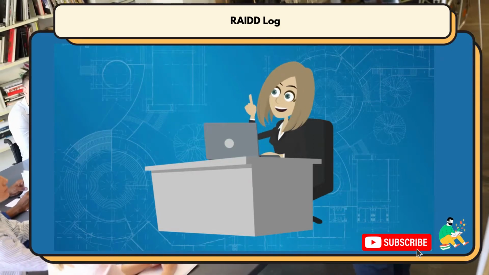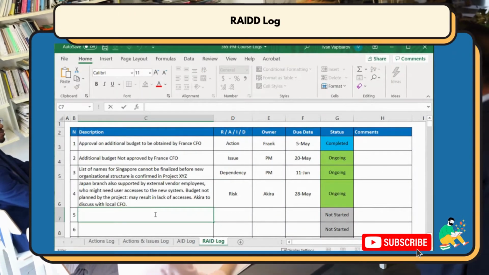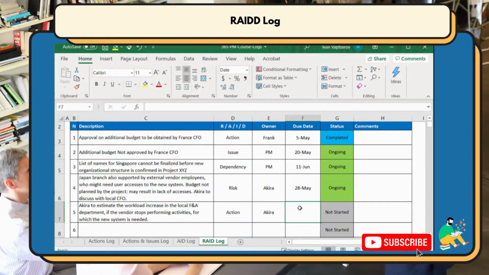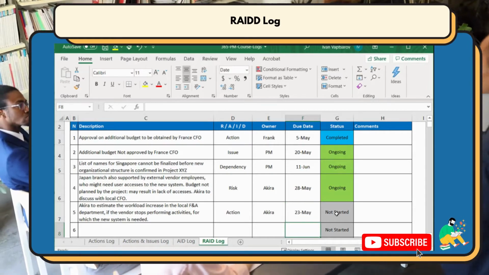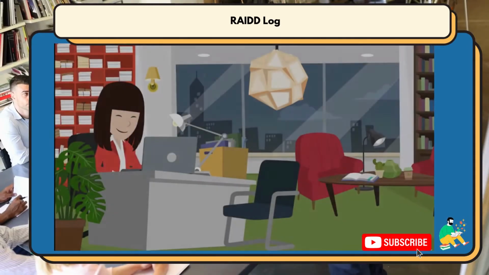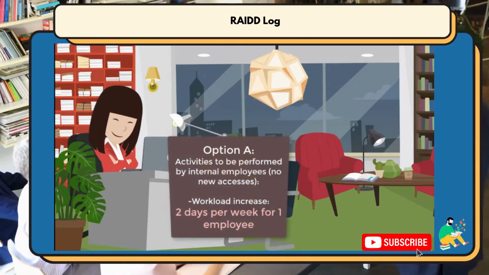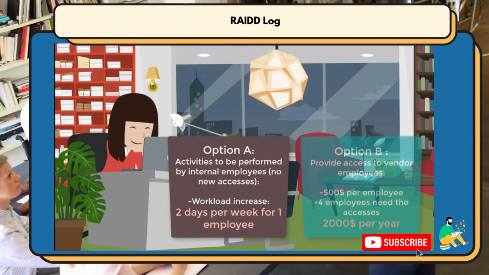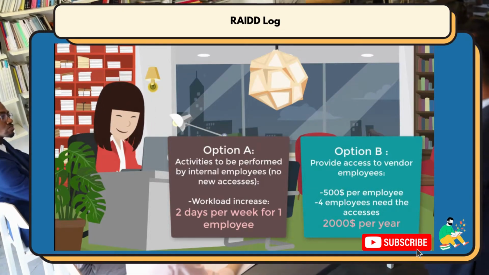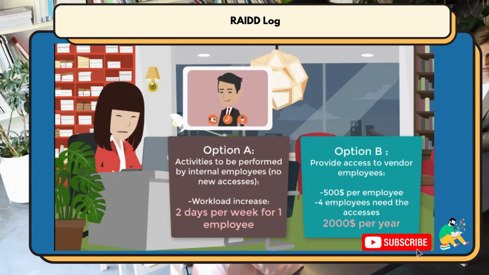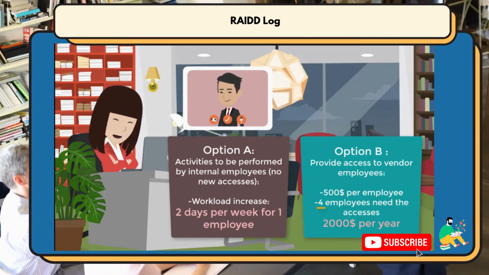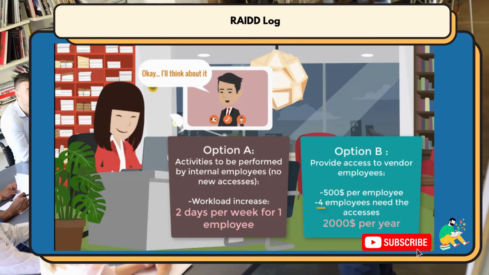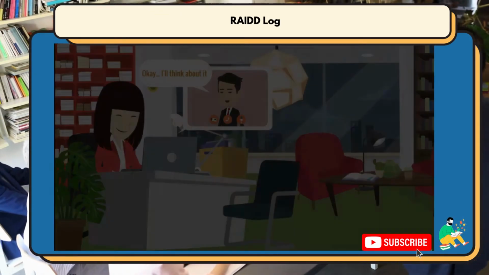Yes, log this as an action. On Friday, Akira sends the email. Workload increases estimated at about 2 days per week for one employee. The alternative solution, in which vendor employees receive access, will cost about $500 for each employee. Akira explains that 4 vendor employees will need this access, making the total cost $2,000 per year. The CFO replies he will now think about it.